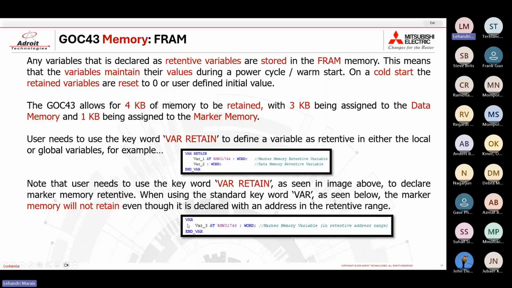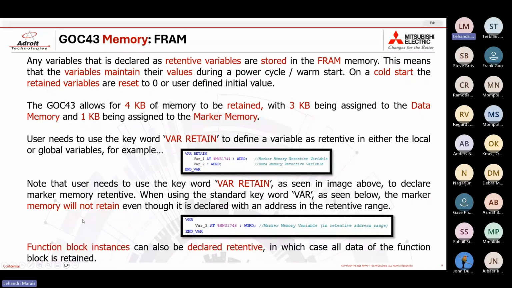So for example, for this one, the keyword var retain was not used, although the range does fall in the retentive range. This variable will not be retained. Another thing is that your function block instances can be declared retentive. So you would also use var retain and just declare the instance name. Doing this will have all the data of the function block also be retained.